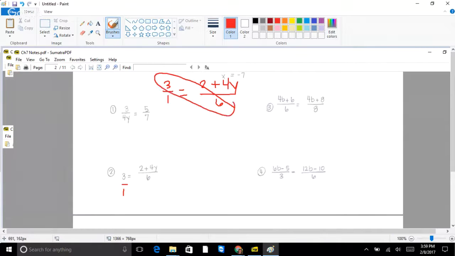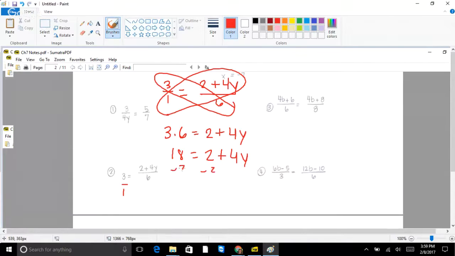And we can cross multiply, right? 3 times 6 equals, oh, this is really easy, 1 times 2 plus 4y. So 1 times anything is just itself, right? So 3 times 6 is 18 equals 2 plus 4y. Subtract 2 from both sides and you get 16 equals 4y. Divide both sides by 4, and we end up with y equals 4. So y equals 4 in order to make this ratio true.